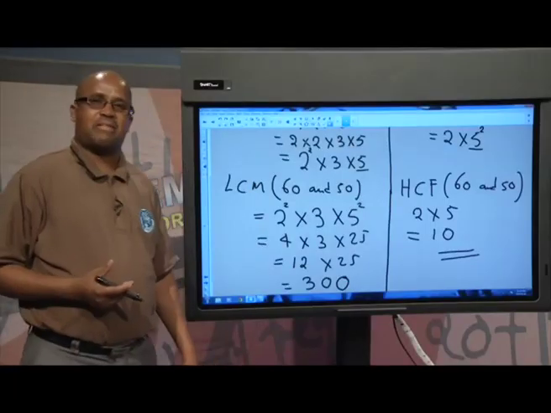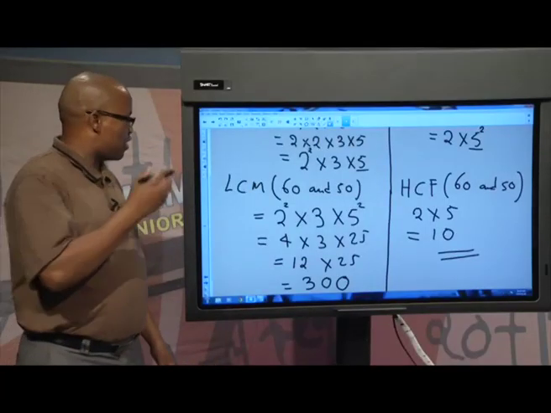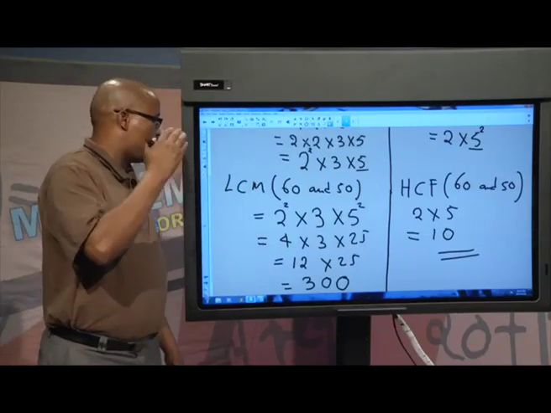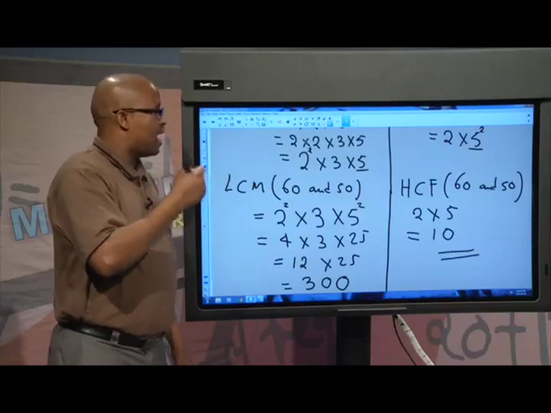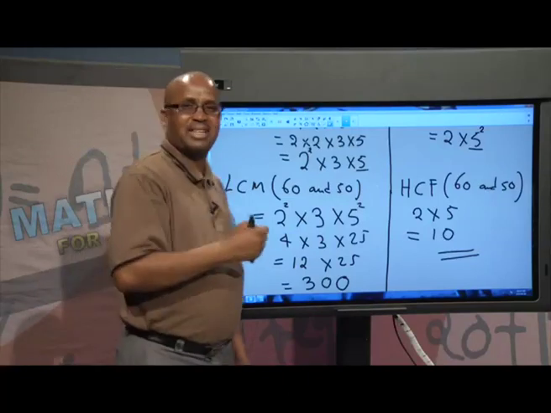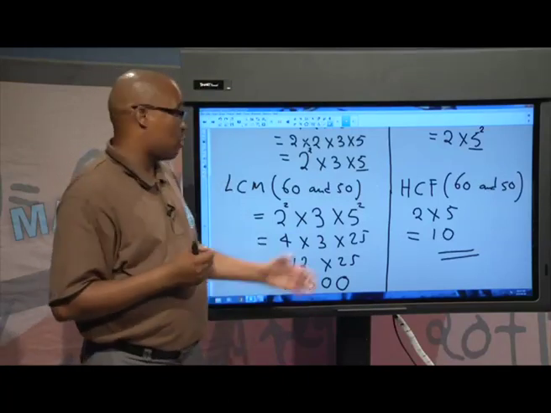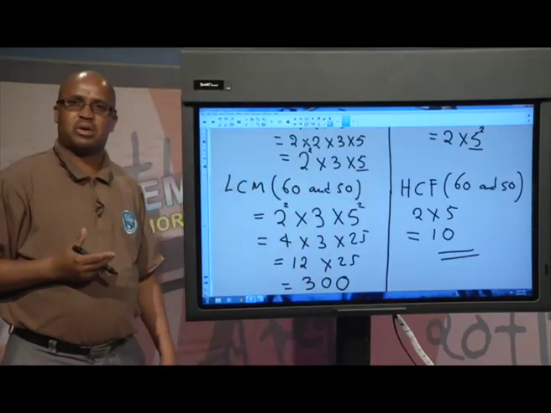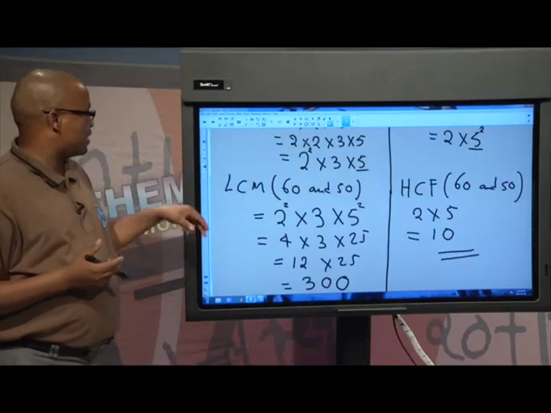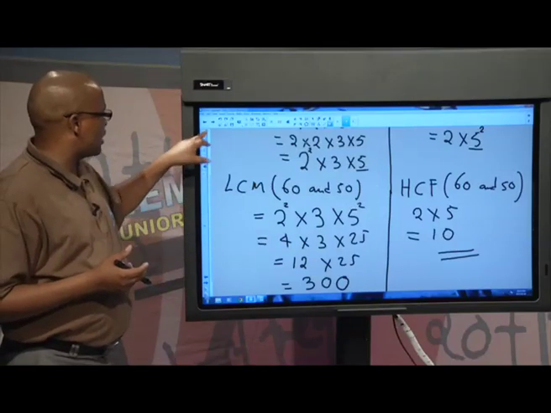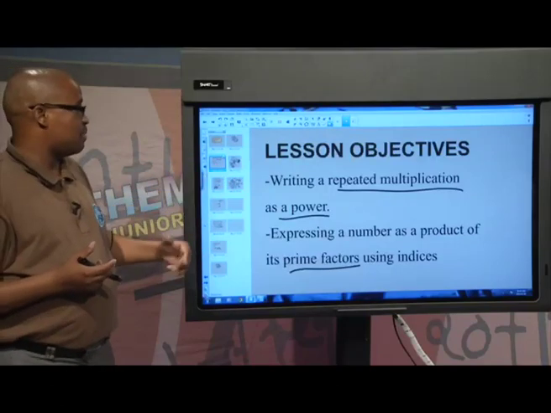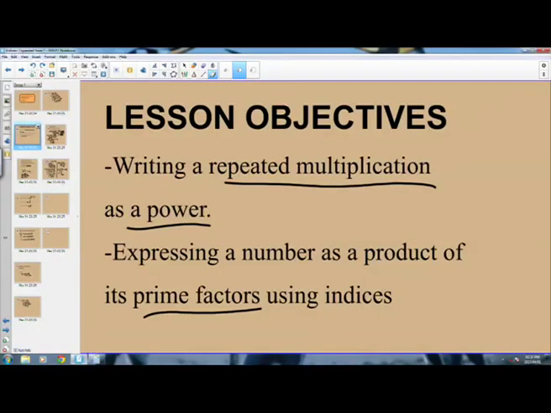I want to believe I've answered your question. But remember, when you are looking for the lowest common multiple, you multiply the numbers with the highest power. Highest common factor, you multiply the numbers with the least powers, like we have done over here. I want to believe I've covered everything that you wanted to know. But before we end this lesson, let us have a look at what we are expected to cover today. The lesson objective simply says writing a repeated multiplication as a power, which I want to believe we did.